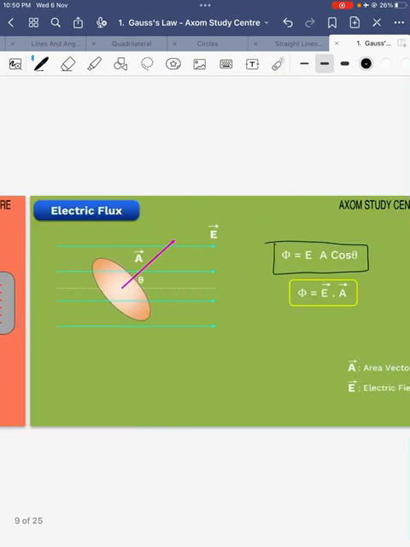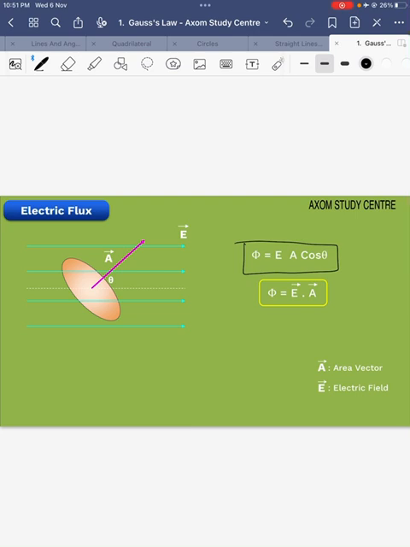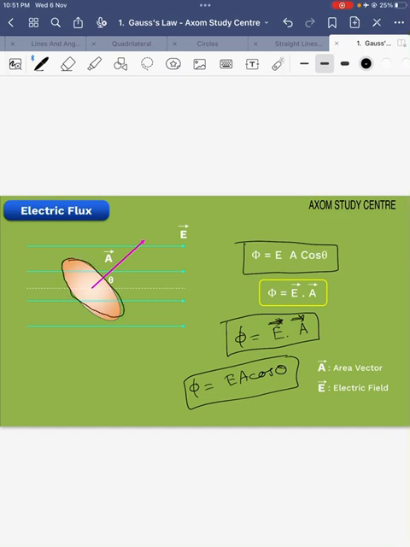This cos term I have introduced. Vectorially I can represent phi equal to E vector dot A vector. If you break it, E dot A is EA cos of some angle. You can see this is the area, and this perpendicular is the normal to the area, which is known as the area vector. So A is the area vector and E is the electric field line, and the area is at some angle theta.